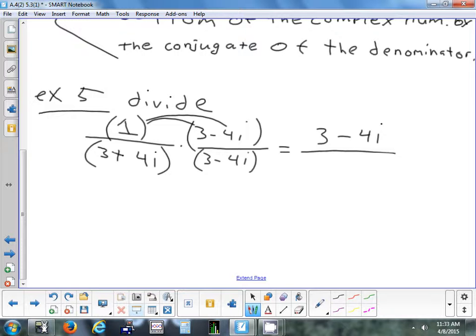What's the bottom come out to? 25. Good. That's where using that shortcut comes in. Multiply conjugates. Square the 3, 9. Square the 4, 16. 9 plus 16, 25.